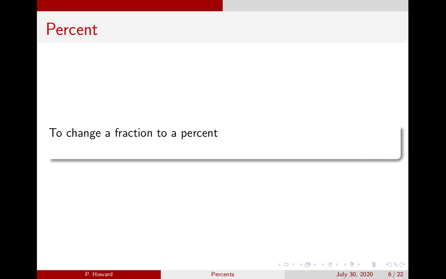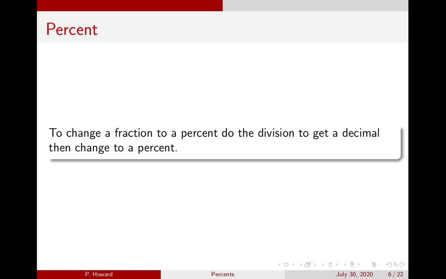Changing a fraction to a percent is also an easy process. You do the division to get a decimal, and then you change the decimal to a percent by moving the decimal point 2 places to the right. So 3/4, for example, is 0.75 when you do the division, and moving the decimal point 2 places to the right and adding a percent sign gives us 75%.